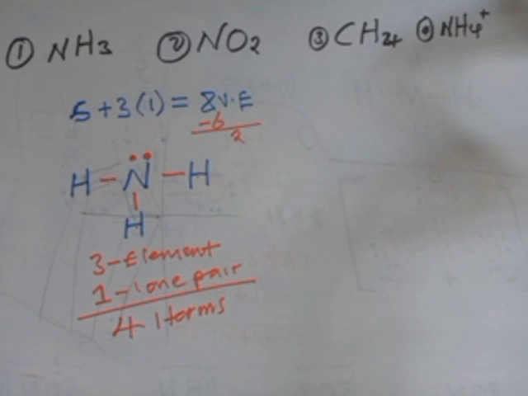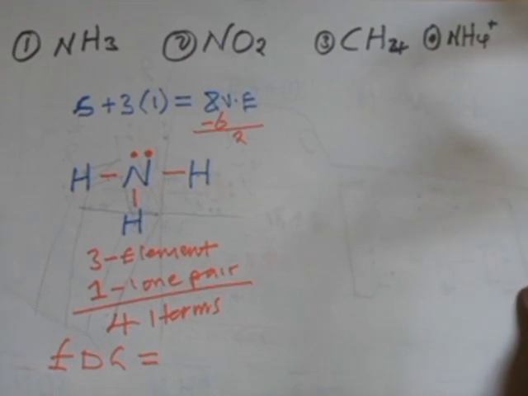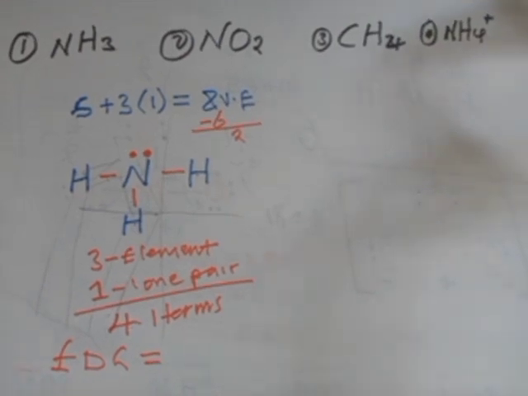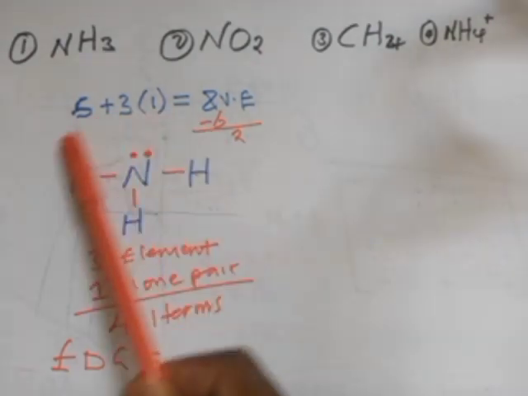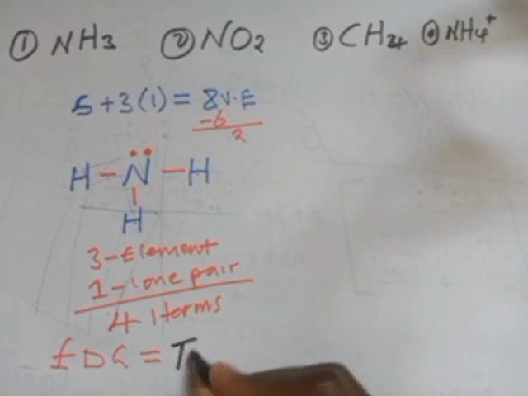For anything which is having 2 items, we say it has to be linear. That is the parental, or rather the electron domain geometry. Something which is having 2 items, we said it must be what? Linear. Something which is going to have 3 items has to be trigonal planar. Anything having 4 items, it must be what? It has to be tetrahedral. So meaning that the parental shape for this one has to be what? Tetrahedral. That is the electron domain geometry. You say tetrahedral.